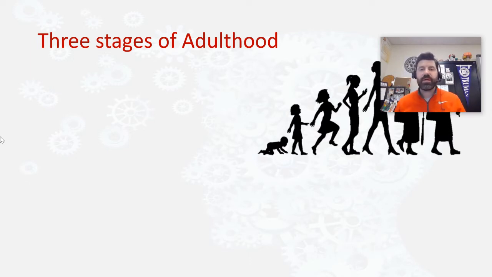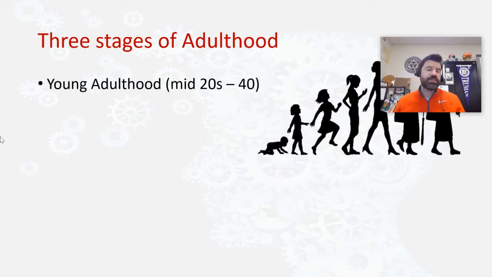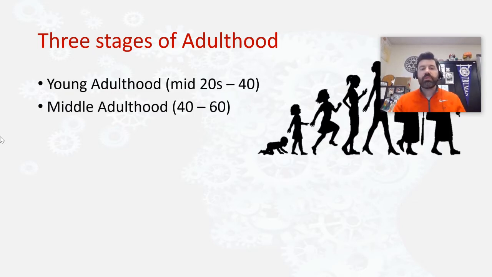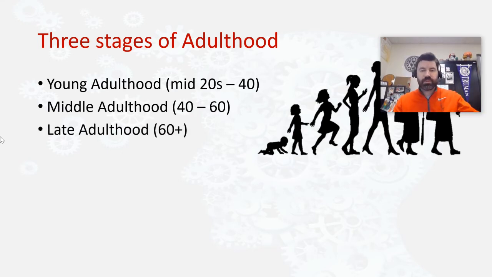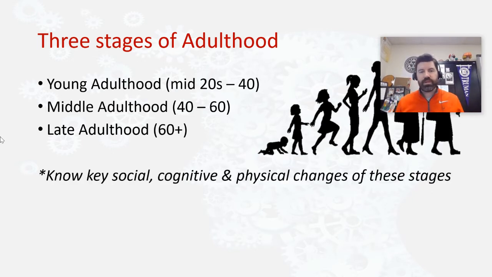And so, to get started today, when we talk about adulthood, know that we divide adulthood into three main time periods. We have young adulthood, which is mid 20s until about 40 or so, middle adulthood from 40 to around 60, and then late adulthood, which would be 60 plus. And know that for each of these three categories, it's important that you understand some of the different social, cognitive, and physical changes that take place.